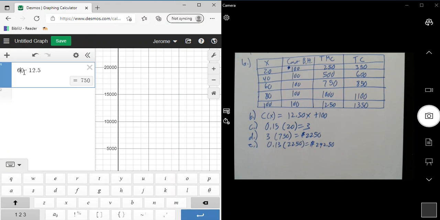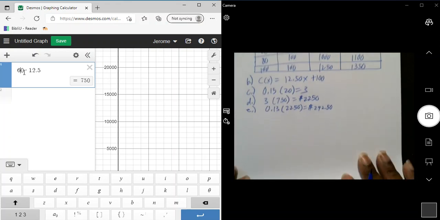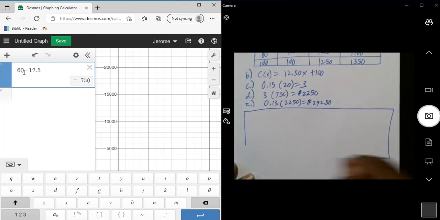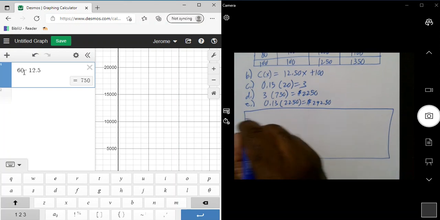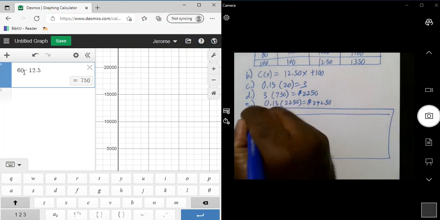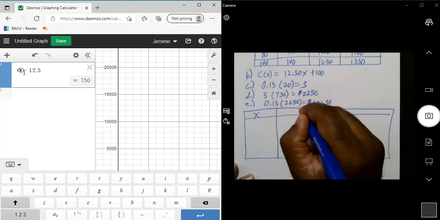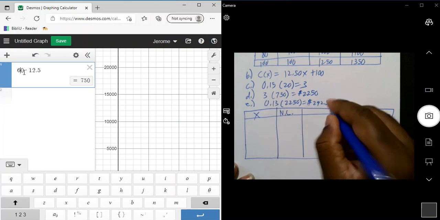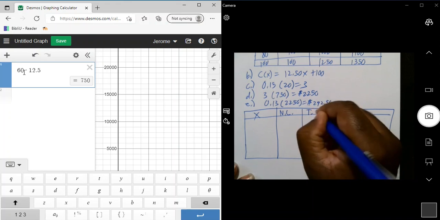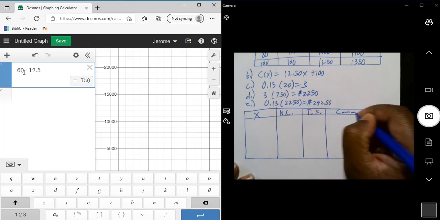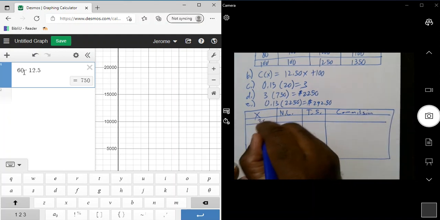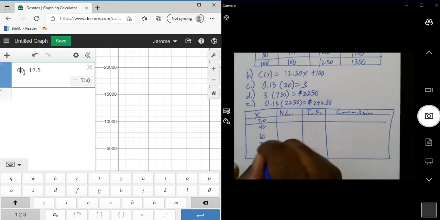Now it says complete the following table. The results from C, D, and E are recorded. All right. So we have to do another table here. Now it's nice and convenient in the textbook. So this is the number of people attending. This is the new customers or number of new customers. And then this will be total sales. And this here would be the commission. So we'll go anywhere from 20 to 100.